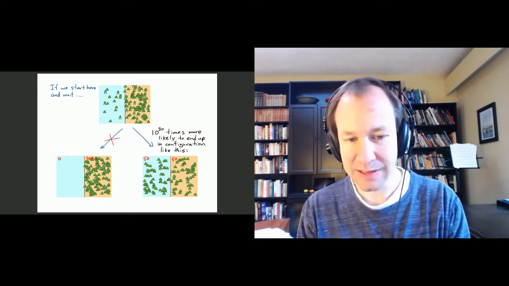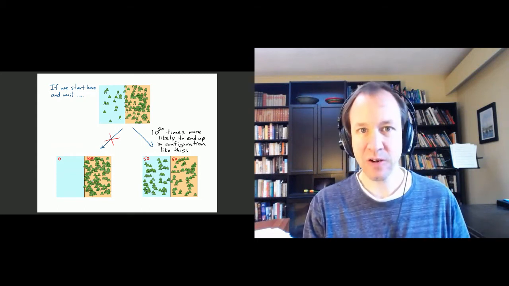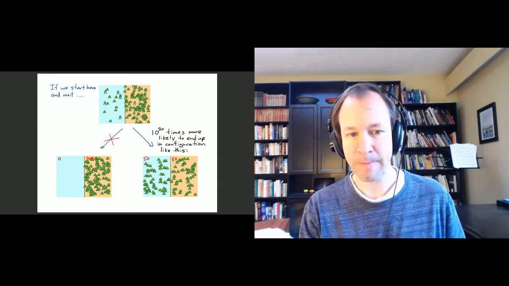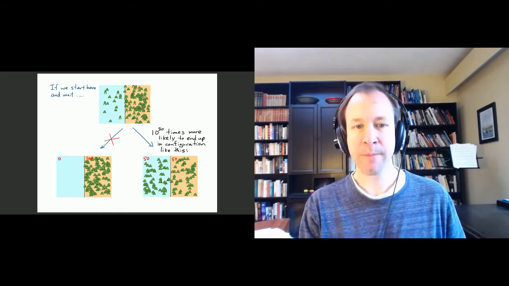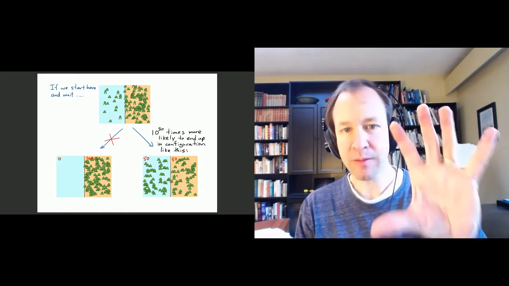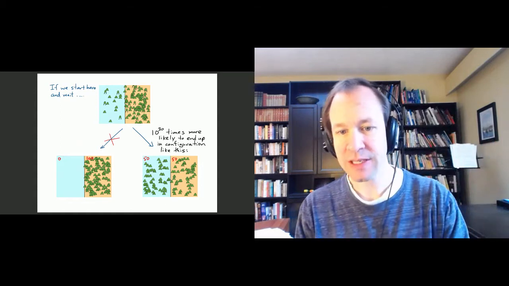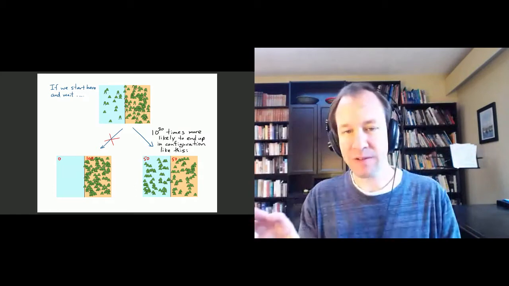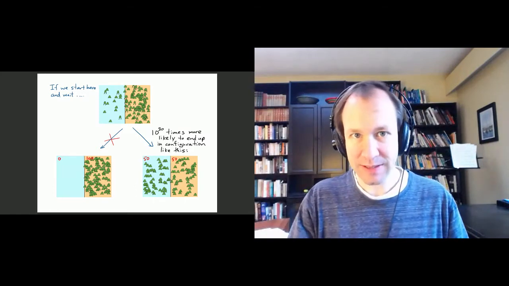So this particular configuration on the left is no more or less likely than this particular configuration on the right. It would be just as likely to end up here as here. But if we think about the probability of ending up in a configuration with 50 frogs on the left and 50 frogs on the right in any kind of arrangement, then that is what's so much more likely.